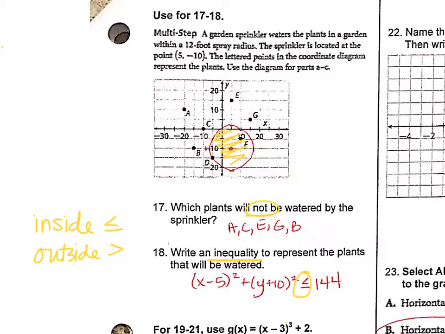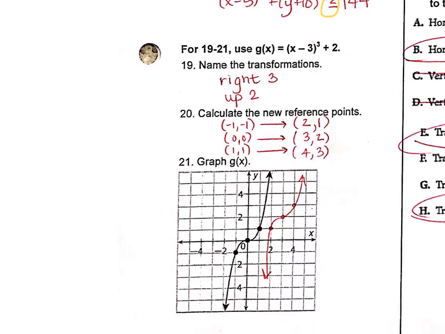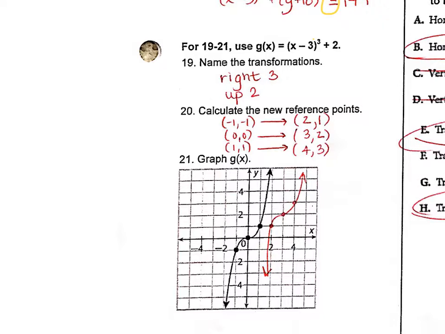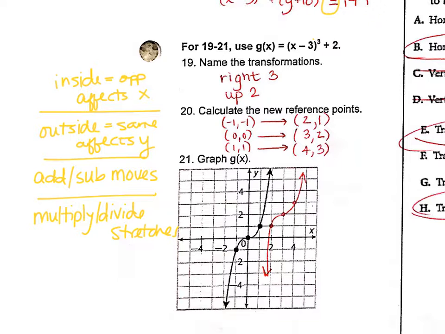Okay, we're almost done. Let's finish up real quick. So this last one, or one of these last ones, is just talking about transformations. You really are going to have to just memorize those transformations with your gestures. So here's some quick things to remember. Inside is the opposite, and it's going to affect our x direction and our x coordinates. Outside is the same. It's going to affect our y coordinates.